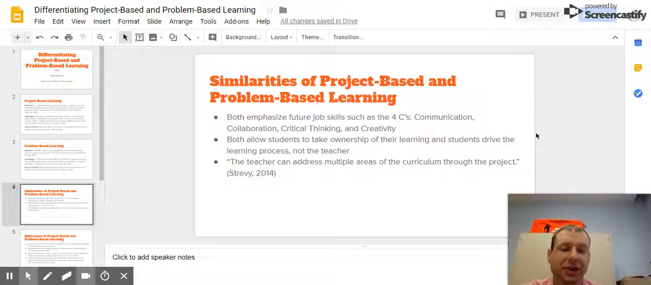Also, both approaches allow students to take ownership of their learning. Again, that was largely mentioned in problem-based learning, but that can also be true for project-based learning, where the students drive the learning, not the teacher. There's a decent amount of work ahead of time for the teacher, making sure to have everything planned out. But once the project or problem gets rolling, then it's largely student-led, student-directed as well.